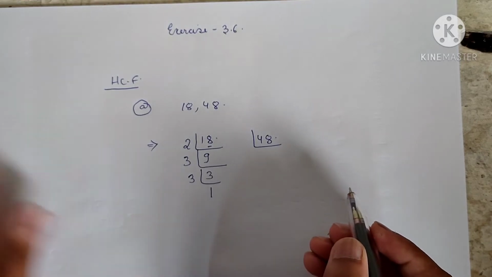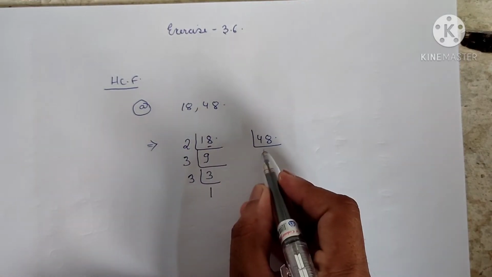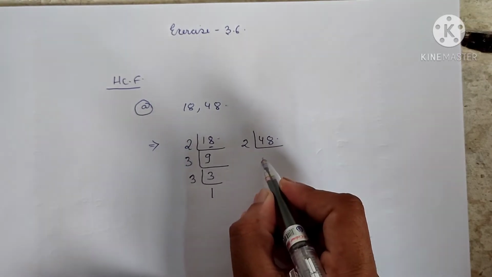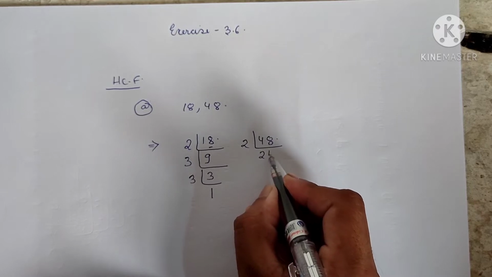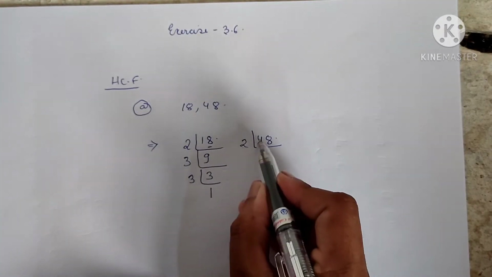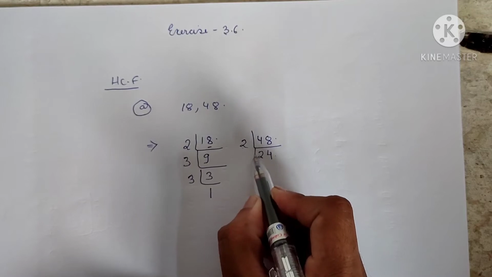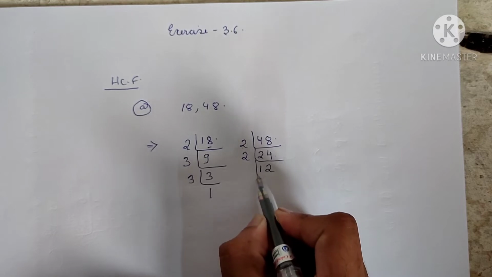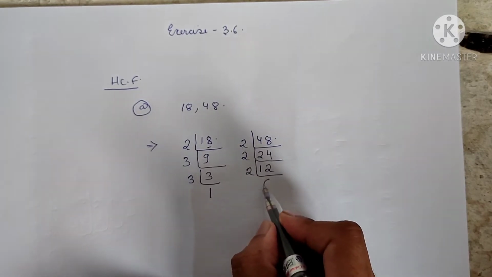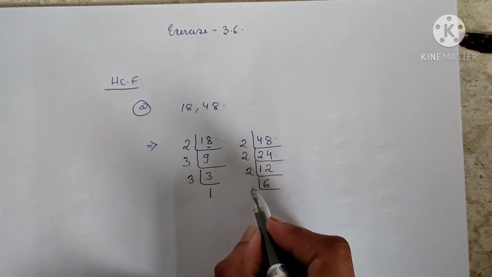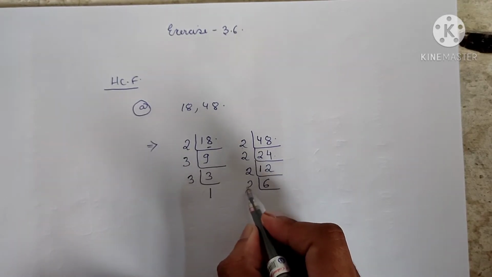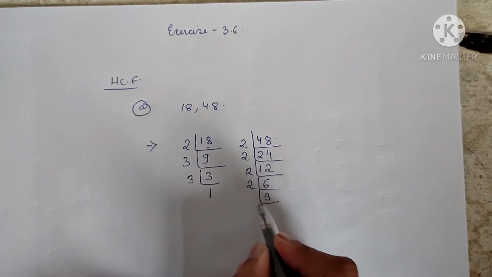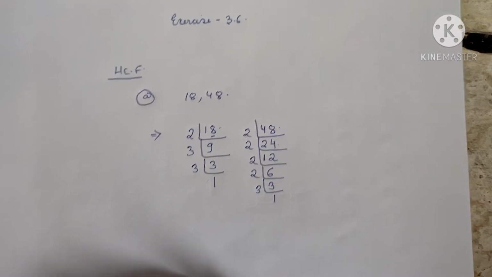In this way you will solve for 18, and next is 48. Since 48 also ends in 8, an even number, you can solve with 2. 2 2s are 4 and 2 4s are 8. Similarly, 2 1 is 2 and 2 2s are 4. Lastly, 2 6s are 12. In this way you have to finish it up until 1 appears. So 2 3s are 6. Finally, 2 does not divide 3, so 3 1 is 3. In this way you finish it up.